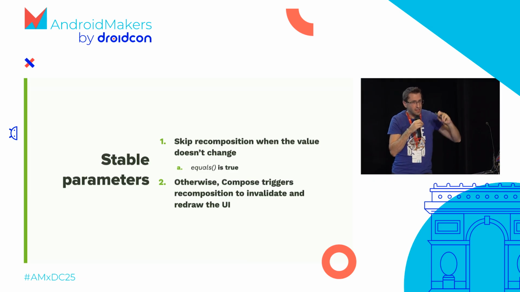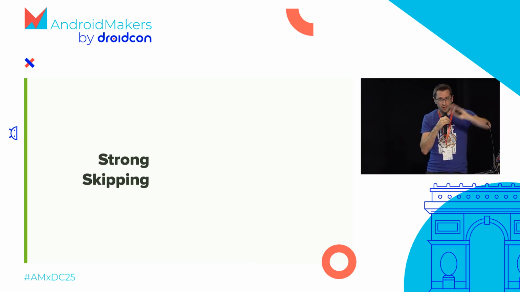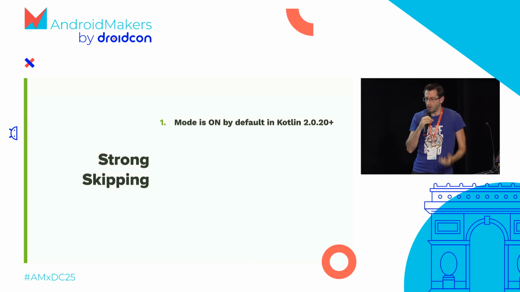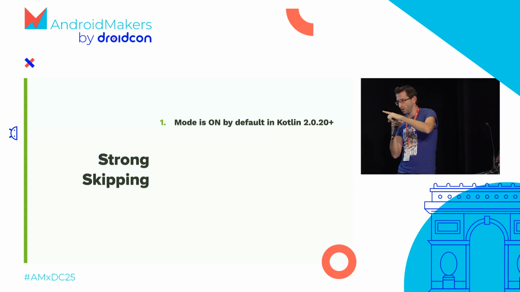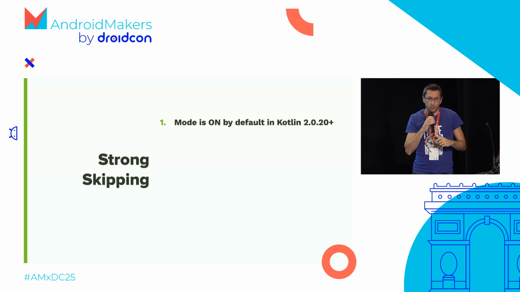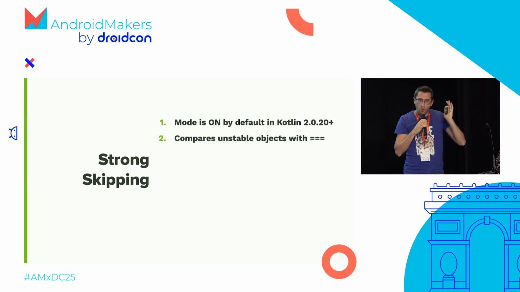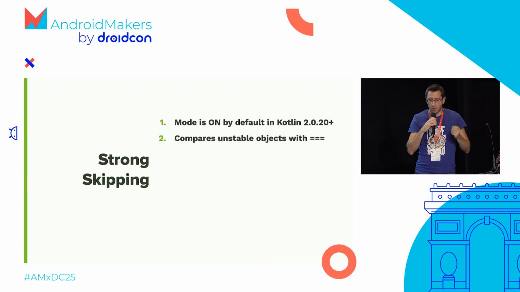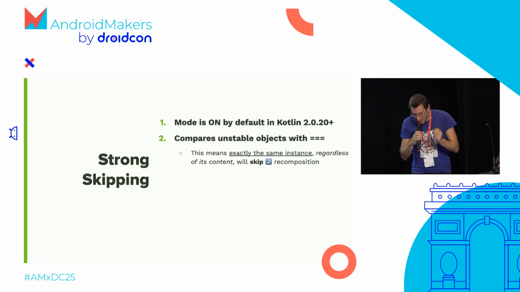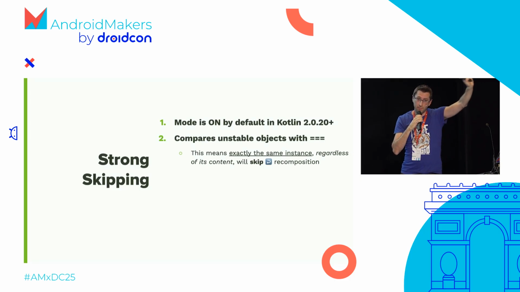There is a third thing included in this sauce of stable and unstable. It was introduced recently, less than a year ago or so, and is on by default if you're using Kotlin 2.0.20 or newer. It is called strong skipping. What is strong skipping? Given the rules I just said, they added that if you're comparing two unstable objects, Compose will now compare them. Before, it would always recompose, and now it compares them with triple equals, which means exactly the same instance in memory. So the address in memory of that object is exactly the same, regardless of the content.